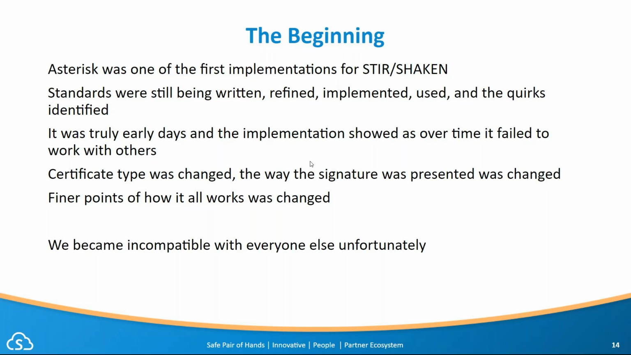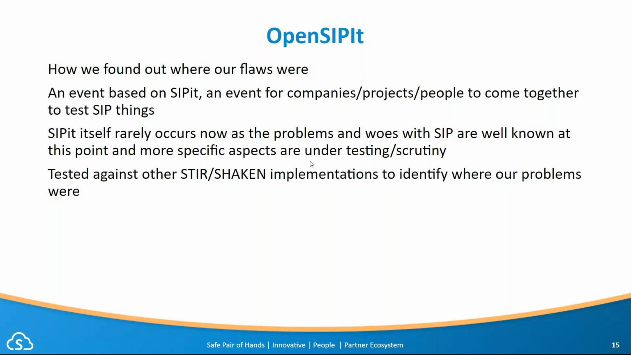This was truly the early days, and our implementation showed over time, as the standard continued to evolve, that we failed to work with others. Some examples were the certificate type for STIR/SHAKEN was changed. The way the signature was presented was also changed. And overall, the finer points of how all of this works just changed, and we became incompatible with everyone else, unfortunately. And this really came to a head at an event called OpenSIPIT.